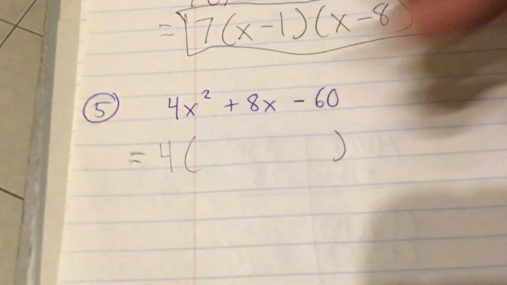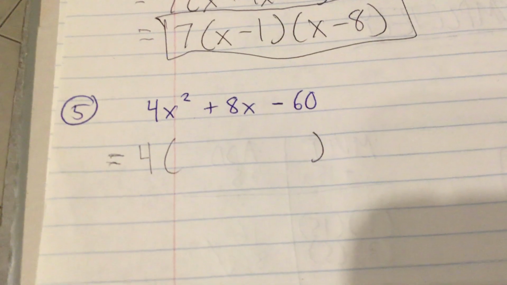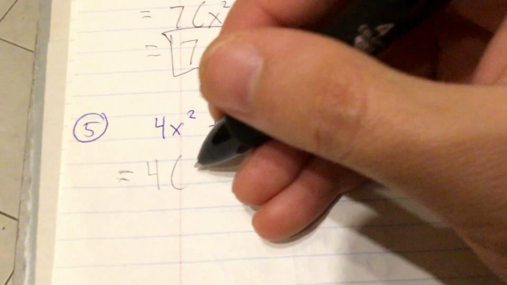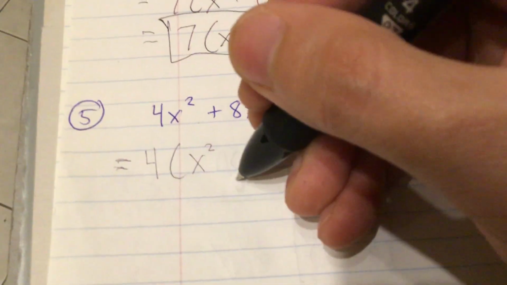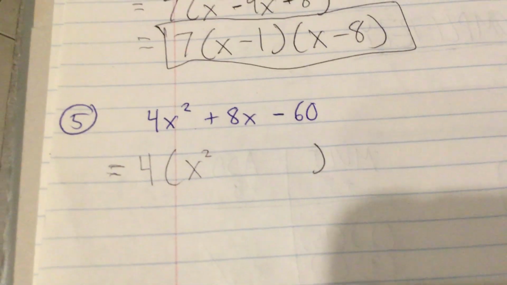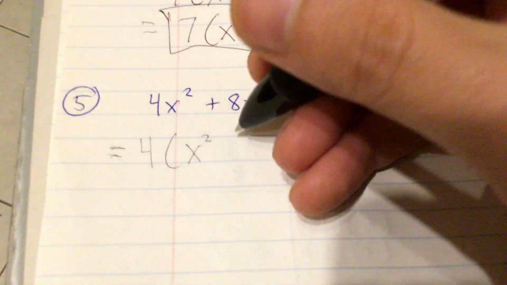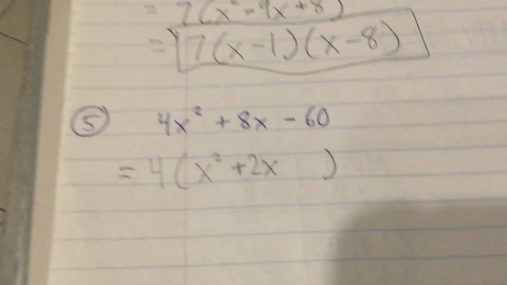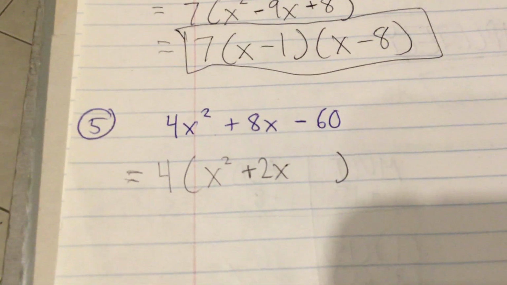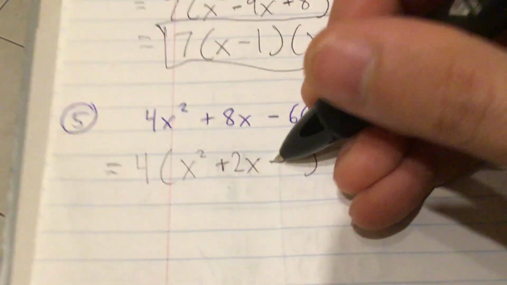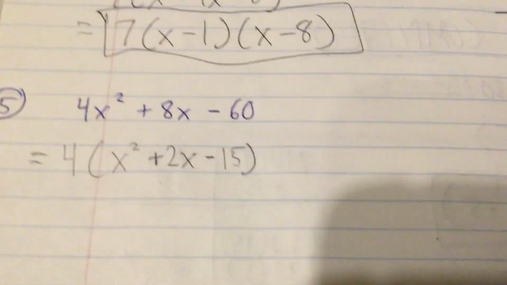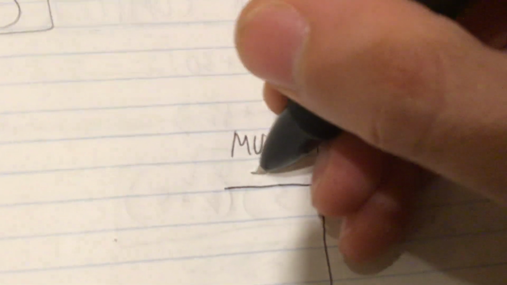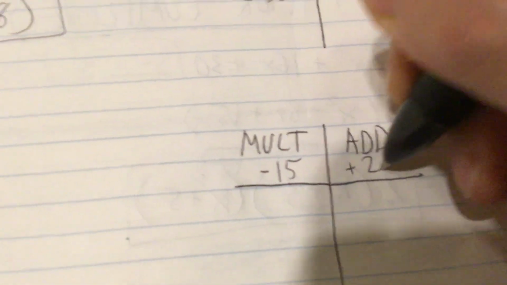4 times what is 4x squared? X squared. 4 times what is positive 8x? Positive 2x. 4 times what is negative 60? That'd be negative 15. So now I've got a different case because I need to factor this completely. We're looking for two numbers that multiply to negative 15 and add to 2.